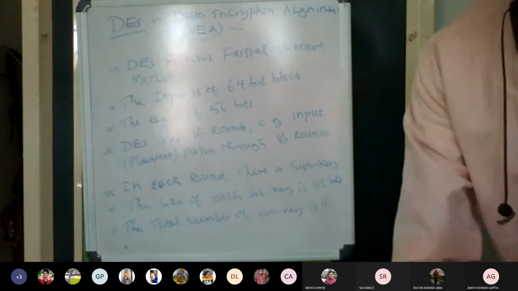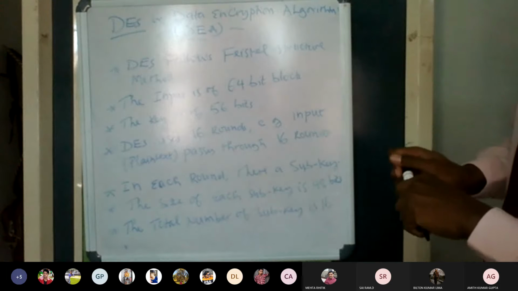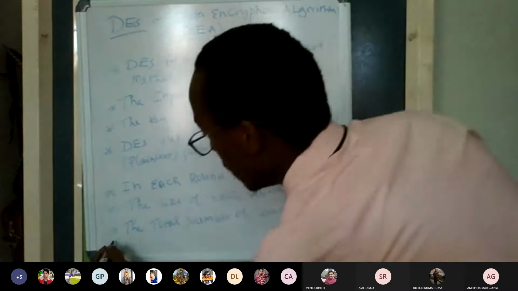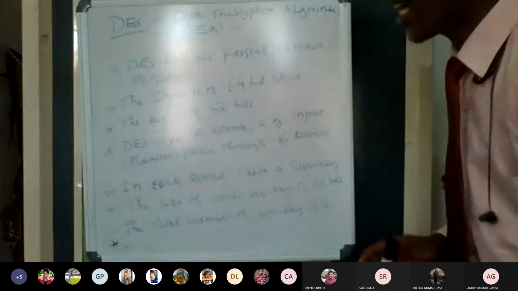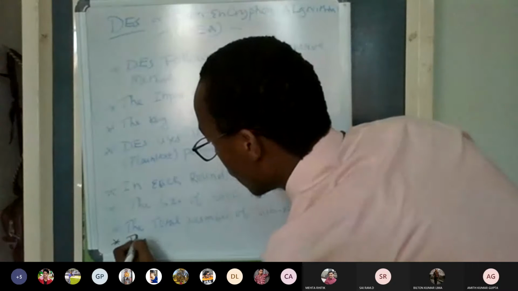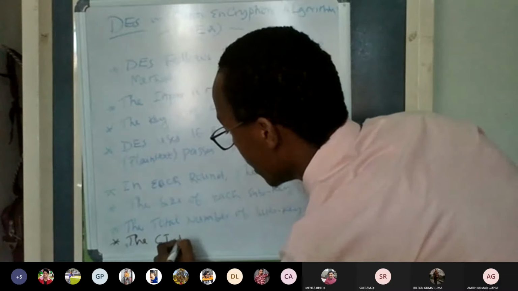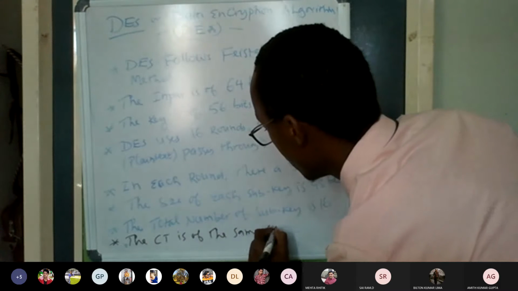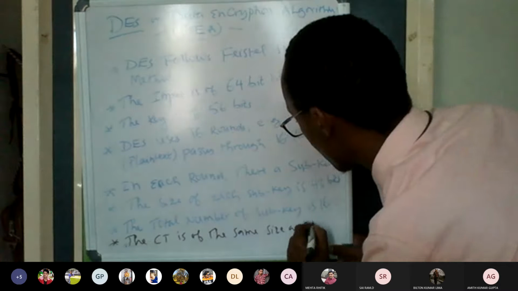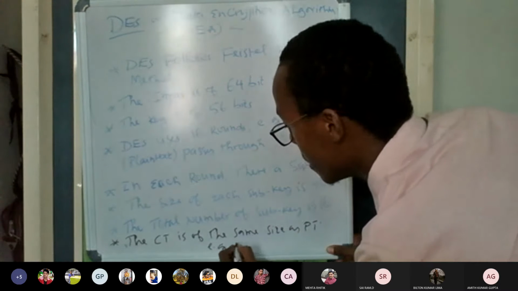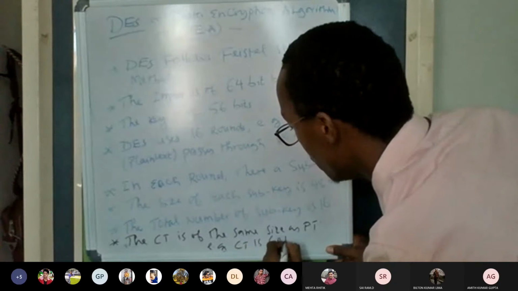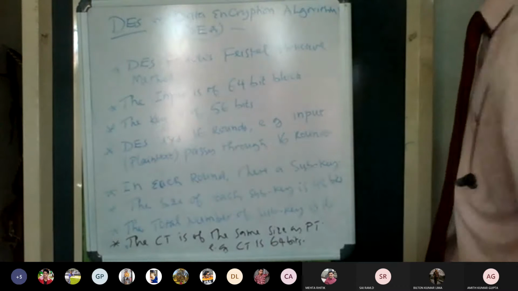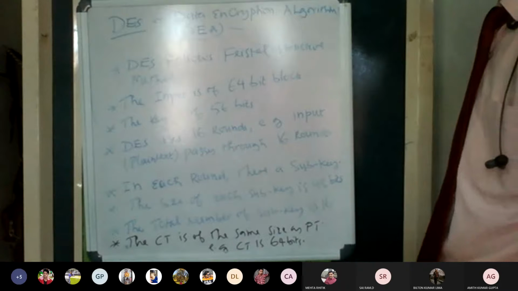Next point to understand, which is also important about this DES. The last point for this DES is that the ciphertext is of the same size as the plaintext. It means the ciphertext is a 64-bit block.